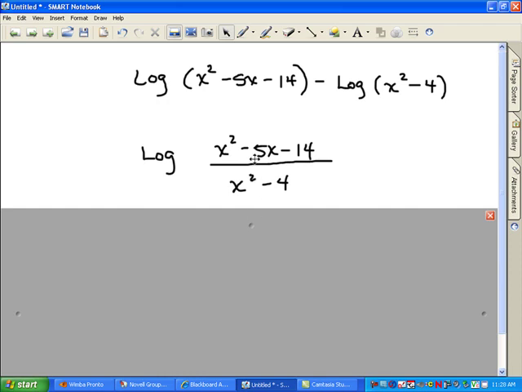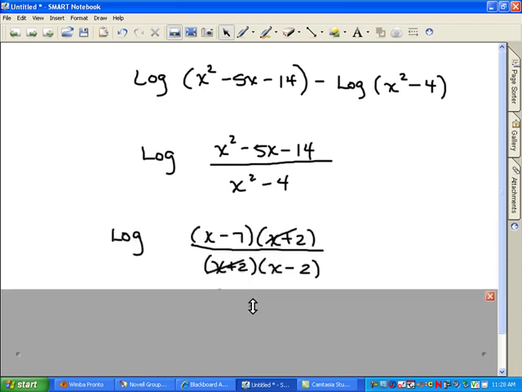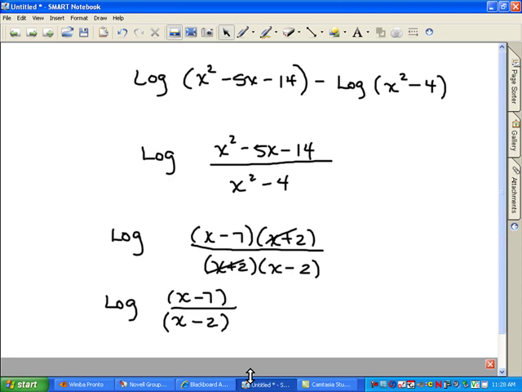Next, I'm going to work on simplifying it. I notice that these two expressions that I have here can actually be factored. So I factor each one of them. Once I factor them, I recognize that there are 2 things that I can cancel because they're the same on the top and the bottom, and I'm left with a final answer that is a simplified logarithm.